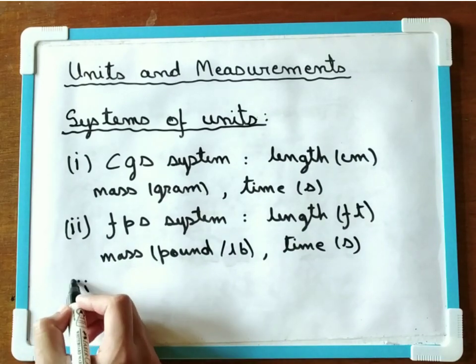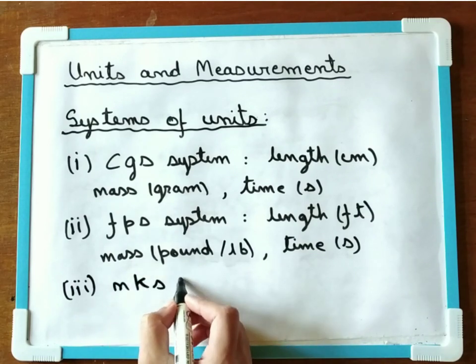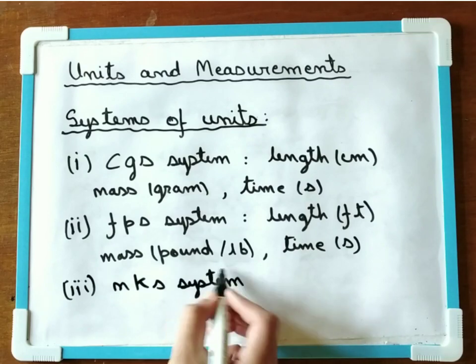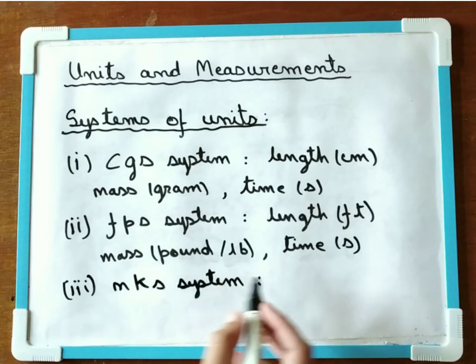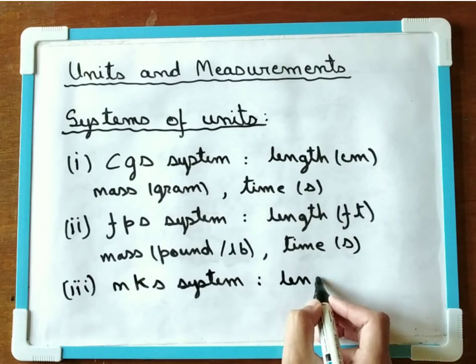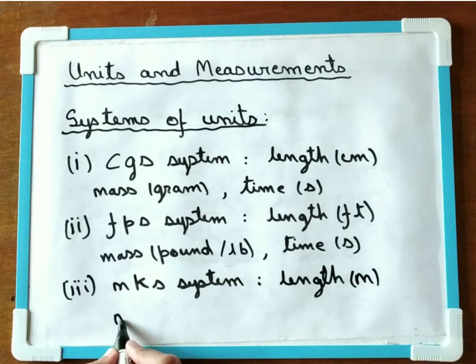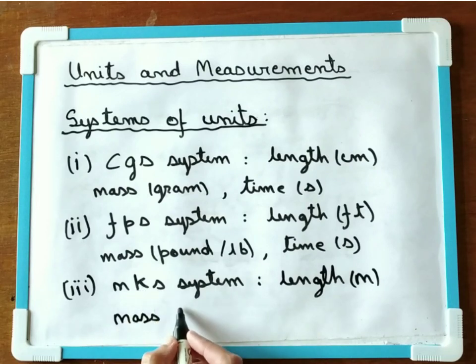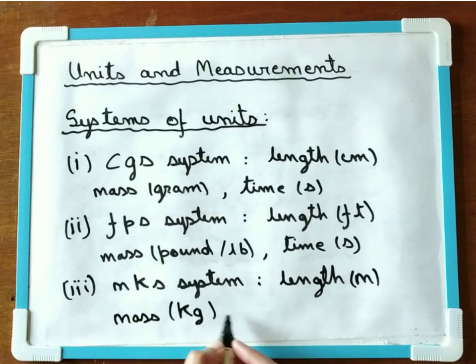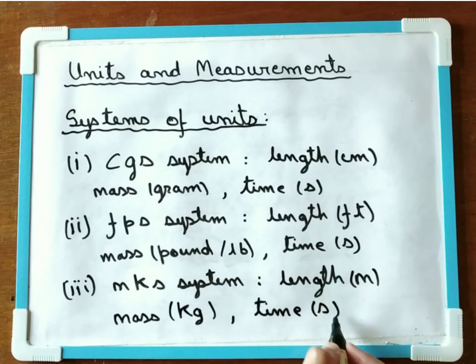The third system of unit is the MKS system. Here, since we have M, length is measured in terms of meter. Then mass, since we have K, is measured in kg, and time is measured in terms of second. That's why we have the MKS system: length in meter, mass in kg, and time in second.